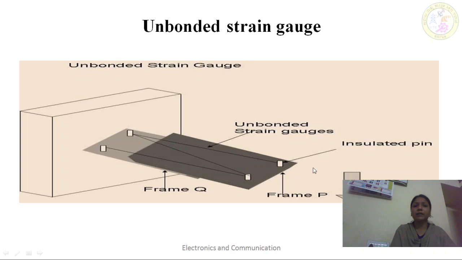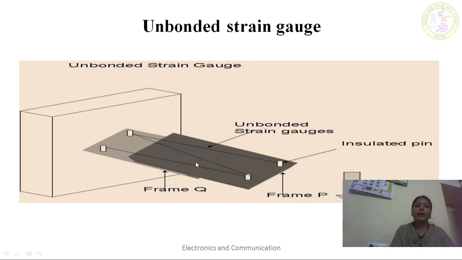Here a wire is there, so this is an unbonded strain gauge. Insulated pins are there here. When you apply force on this, these wires are not directly bonded, not directly pasted. So when you apply the force, it is first applied to this material, and after that the wire here is affected.